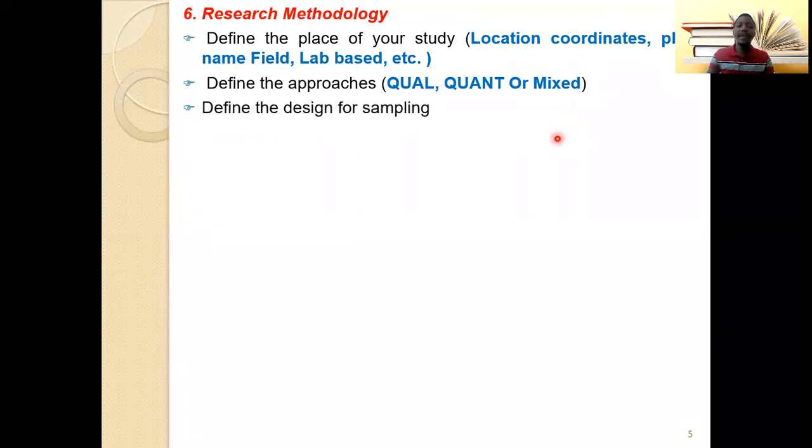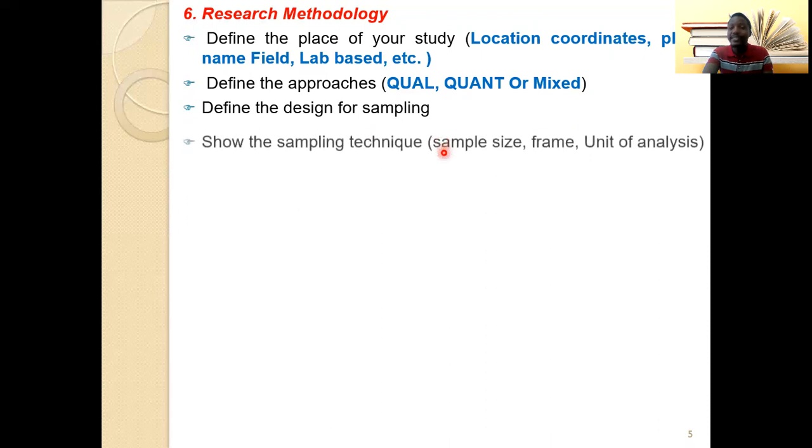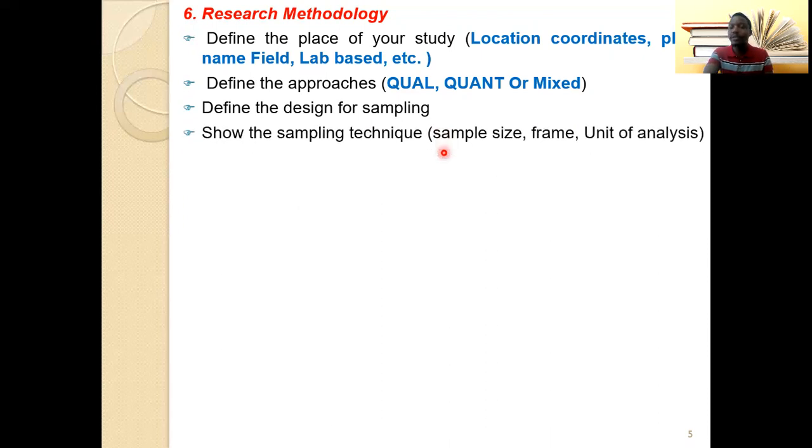You need also to define the research designs for sampling and sample size determination. How are you going to make the sample? How are you going to do the sampling? Which style, which techniques will be used? What will be the sample size? What will be the sampling frame? What will be the sampling unit? And what will be the unit of analysis?